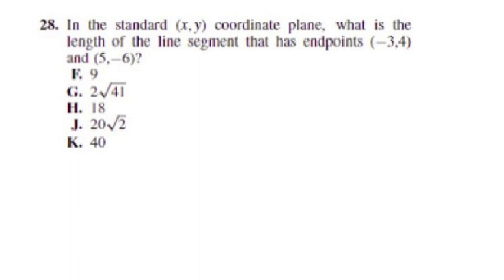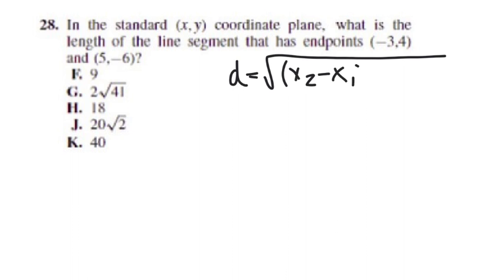You're not given this formula on the ACT or SAT, so it's one that you should probably memorize before you go to take that test. The distance formula is the square root of (x2 minus x1) squared plus (y2 minus y1) squared.